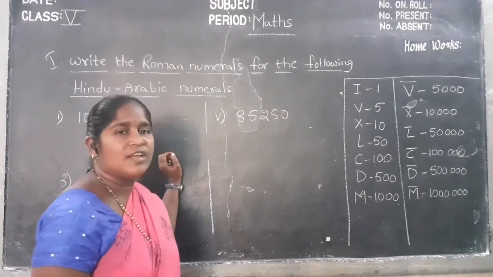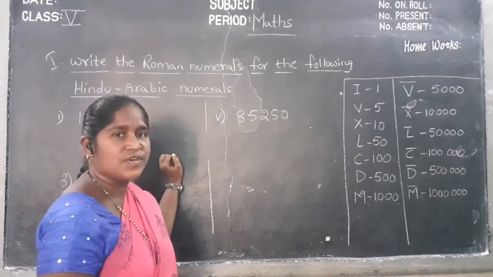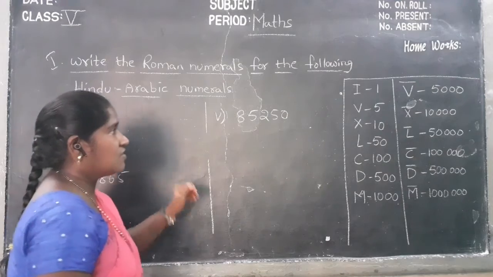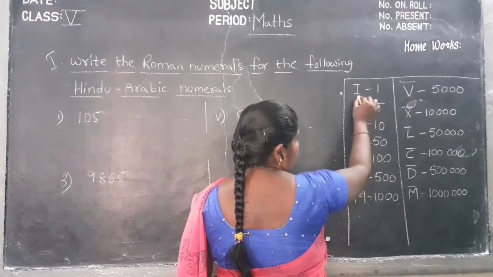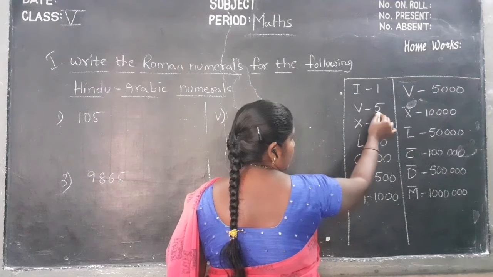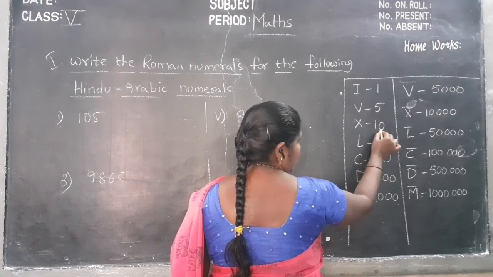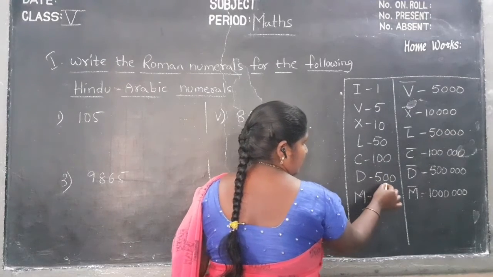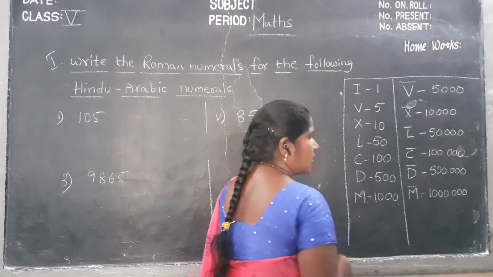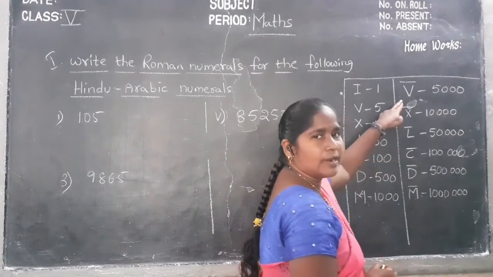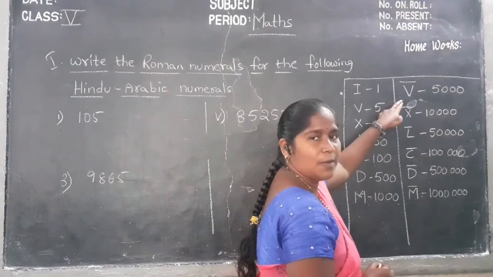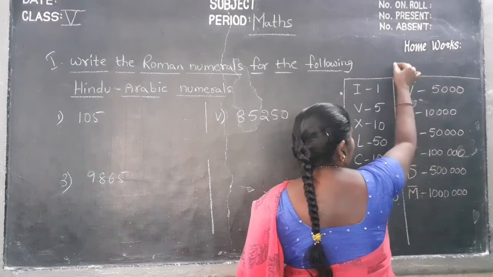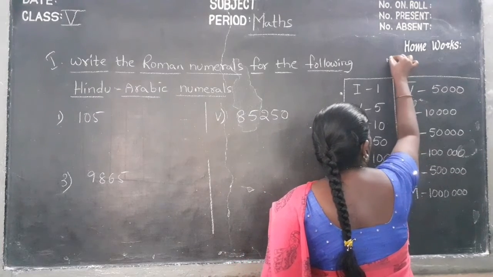Children, in the last class we learned about how to write Roman numerals for Hindu-Arabic numerals and Hindu-Arabic numerals for Roman numerals. Here I have given Roman numerals. I means 1, V means 5, X means 10, L means 50, C means 100, D means 500, M means 1000. Here we have to bar every Roman numeral. Bar means we multiply the Roman numeral by 1000.